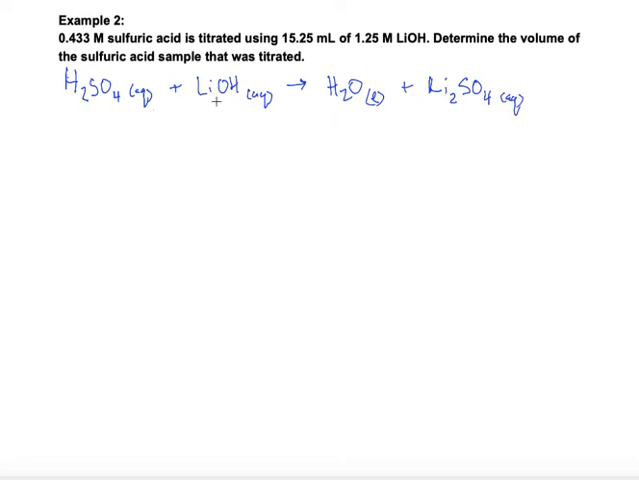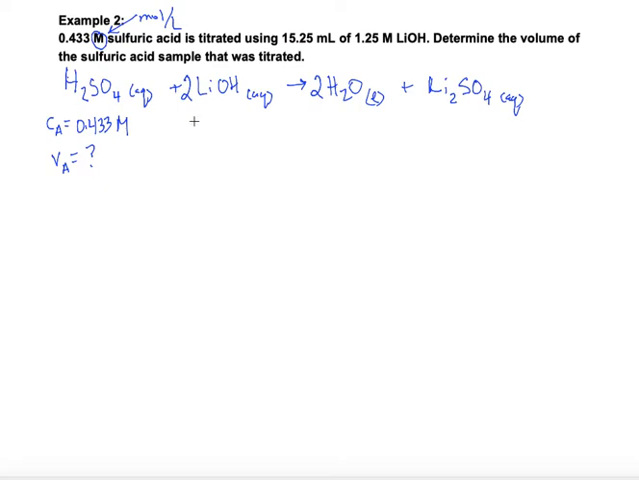So now looking at this, we need to balance it. I know my lithiums need balancing, so I need a 2 there. And then to balance out the oxygens and the hydrogens, I'm going to need 2 water. So there's my balanced chemical equation. And again, I can write down what I know. I know my concentration of my acid is 0.433 molar. Remember, capital M as a unit just means moles per liter. And we are trying to find the volume of the acid. So that's what we're trying to find.